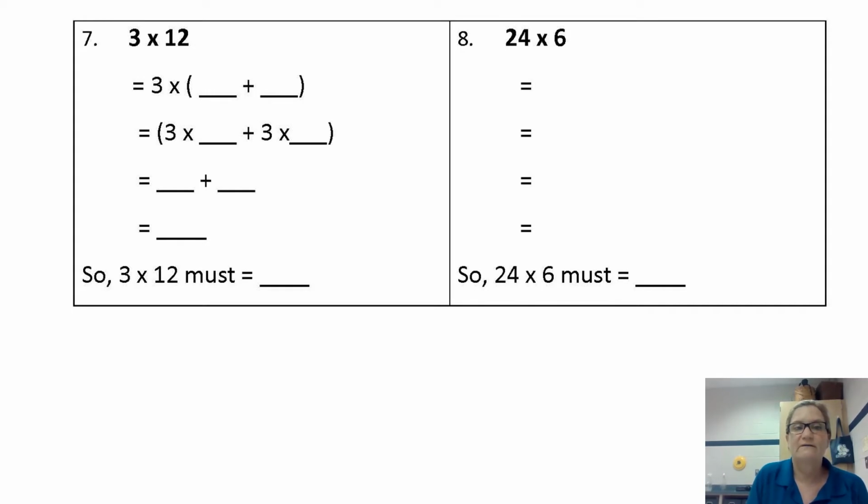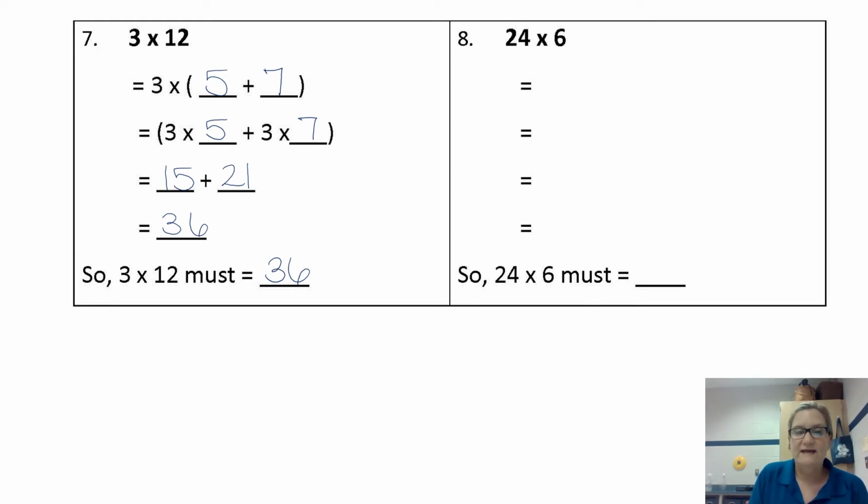times the sum of, let's see, I have to have something that adds up to 12. So you could do 5 and 7. Okay, so then that would be 3 times 5 plus 3 times 7, and 3 times 5 is 15, and 3 times 7 is 21, and then that would equal 36. All right, now I used 5 and 7.